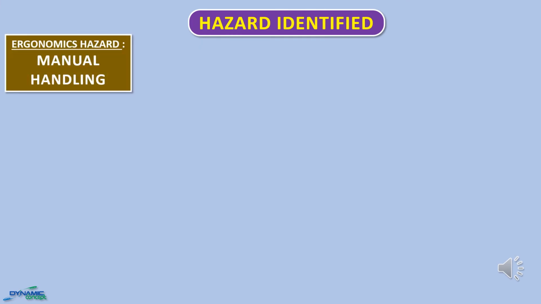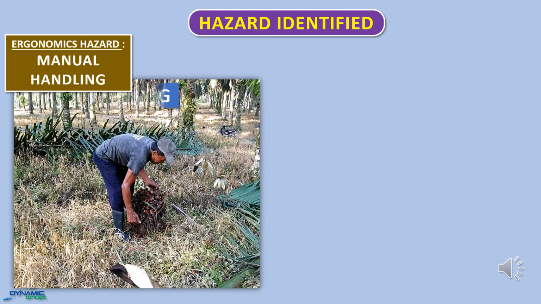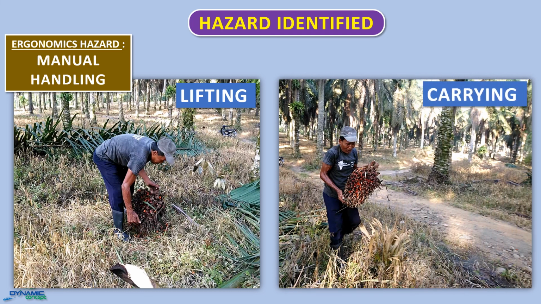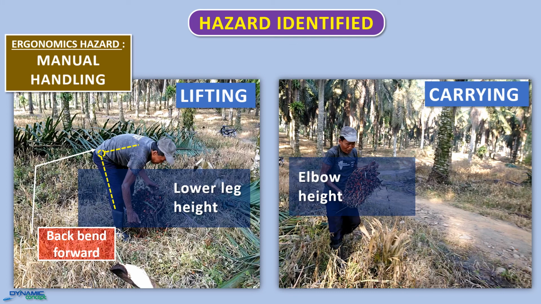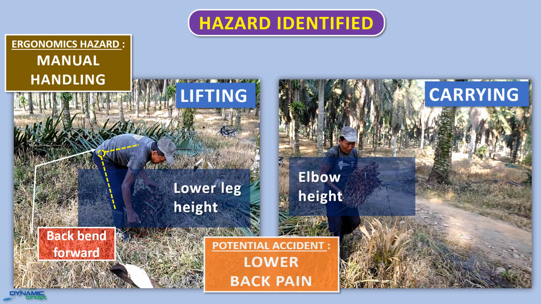Another ergonomic hazard is when the worker lifts the fruit bunch from the ground and carries it to the roadside. This is called manual handling hazard. The worker bends forward to pick up the fruit from the ground. Prolonged or frequent manual handling activities with high amount of force can cause fatigue and strains to the lower back.